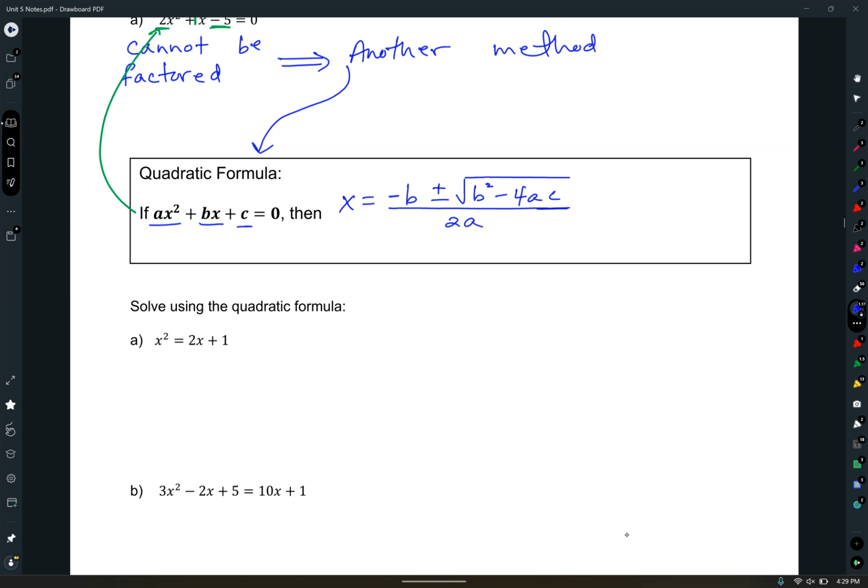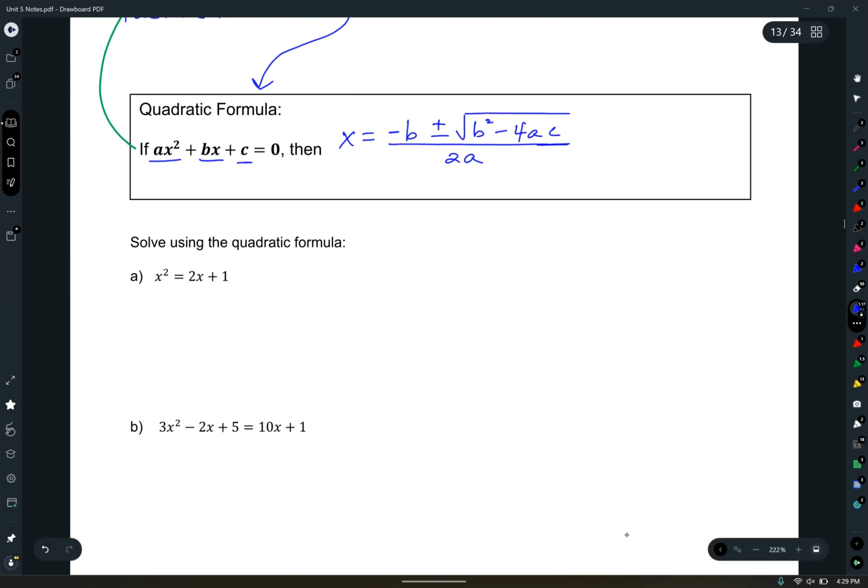So this is a crazy, ugly formula. I could show you exactly where it comes from, which I'm sure you don't care. But this will always work. And it looks ugly, but all you're doing is plugging in numbers for a, b, and c. Okay, so here's how it works.